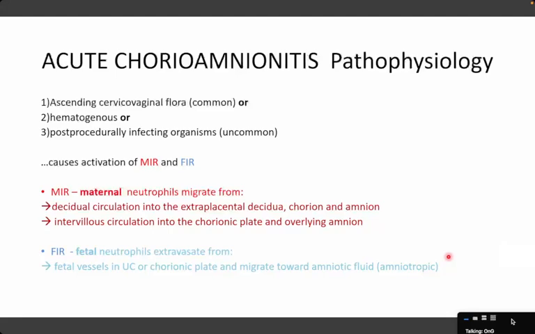The risk factors I don't think we need to go over. So pathophysiology as well. Acute chorioamnionitis can be due to ascending cervical vaginal flora. That's the most common cause. Hematogenous spread or post-procedurally infecting organisms, but that's uncommon.